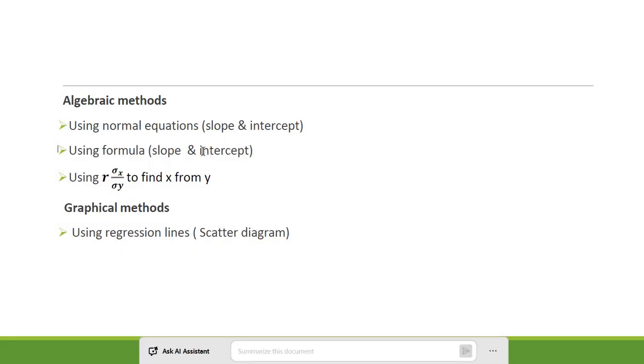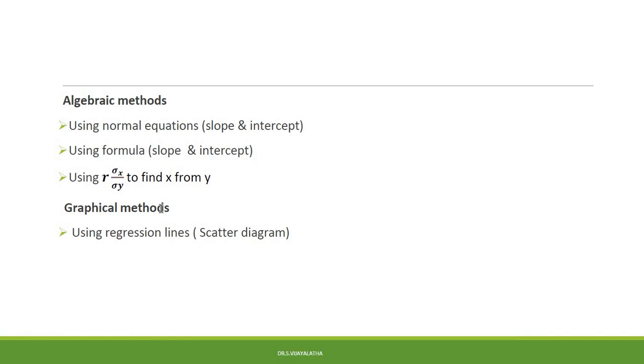Regression analysis can be done by algebraic or graphical methods. In graphical method, we can make a plot of one variable against the other. It is referred to as a scatter diagram, and we will get a straight line from which we can find out the value of one variable from the other. In algebraic methods, we can find out the slope and intercept of the straight line by solving normal equations. This we have seen in our previous video, and we also saw how to use the Excel data analysis toolpak to get the value of slope and intercept.